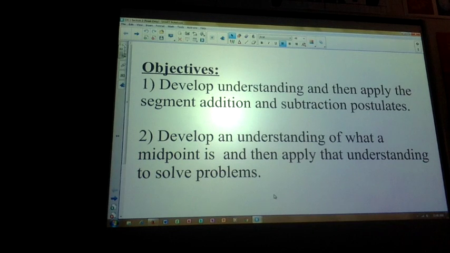Today, develop an understanding, then apply the segment addition and subtraction postulates. That just means we're going to add stuff together to get longer or take them away to get shorter. Develop an understanding of what a midpoint is, and then apply that understanding to solve problems. So midpoint means the center. Just cut something in half, right? Does that seem okay so far?